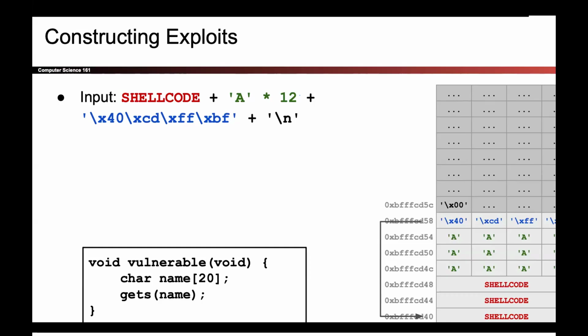And most shellcode is probably longer than that. So it's probably not realistically enough. So what could you do if your shellcode was longer than 20 bytes?